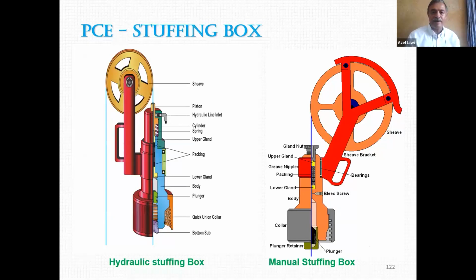We said our primary barrier is the stuffing box. What you see in front of you now is a stuffing box. Two different stuffing boxes. One here I said is the hydraulic stuffing box, and this one is the manual stuffing box.